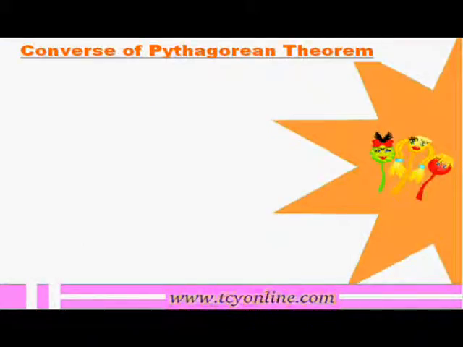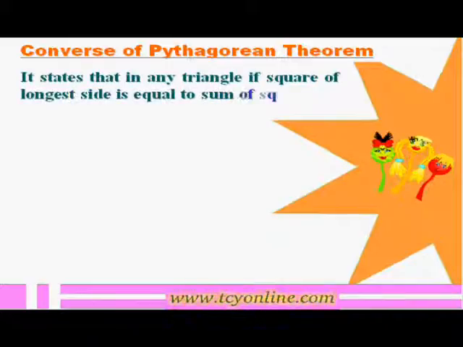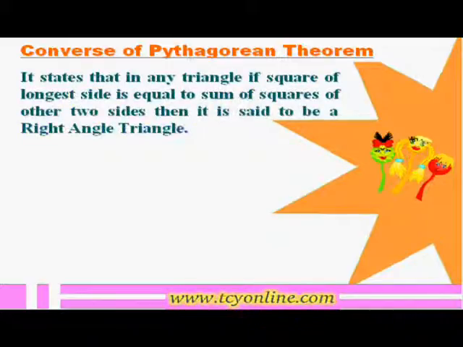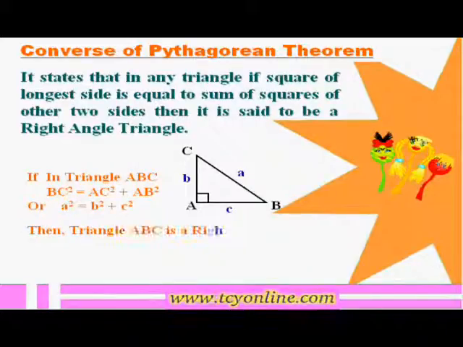It is important to note that the converse of the Pythagorean theorem is also true. That means if the square of the longest side of any triangle is equal to the sum of the squares of the other two sides, then the triangle is a right triangle. If in triangle ABC, BC square is equal to AC square plus AB square, that is, a square is equal to b square plus c square, then triangle ABC is a right triangle.